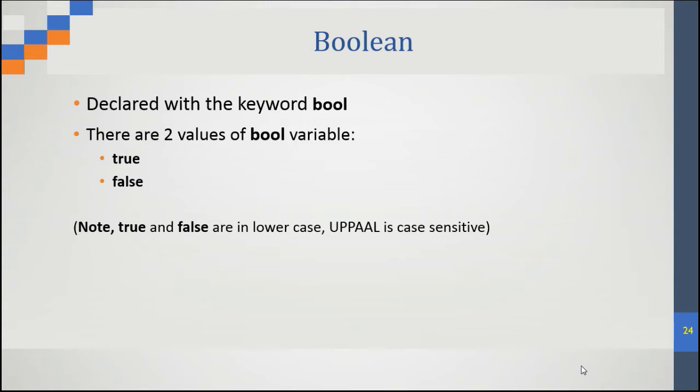The second type is Boolean. Booleans take two values, true or false only, and this is actually used to express conditions. And the keyword is bool.